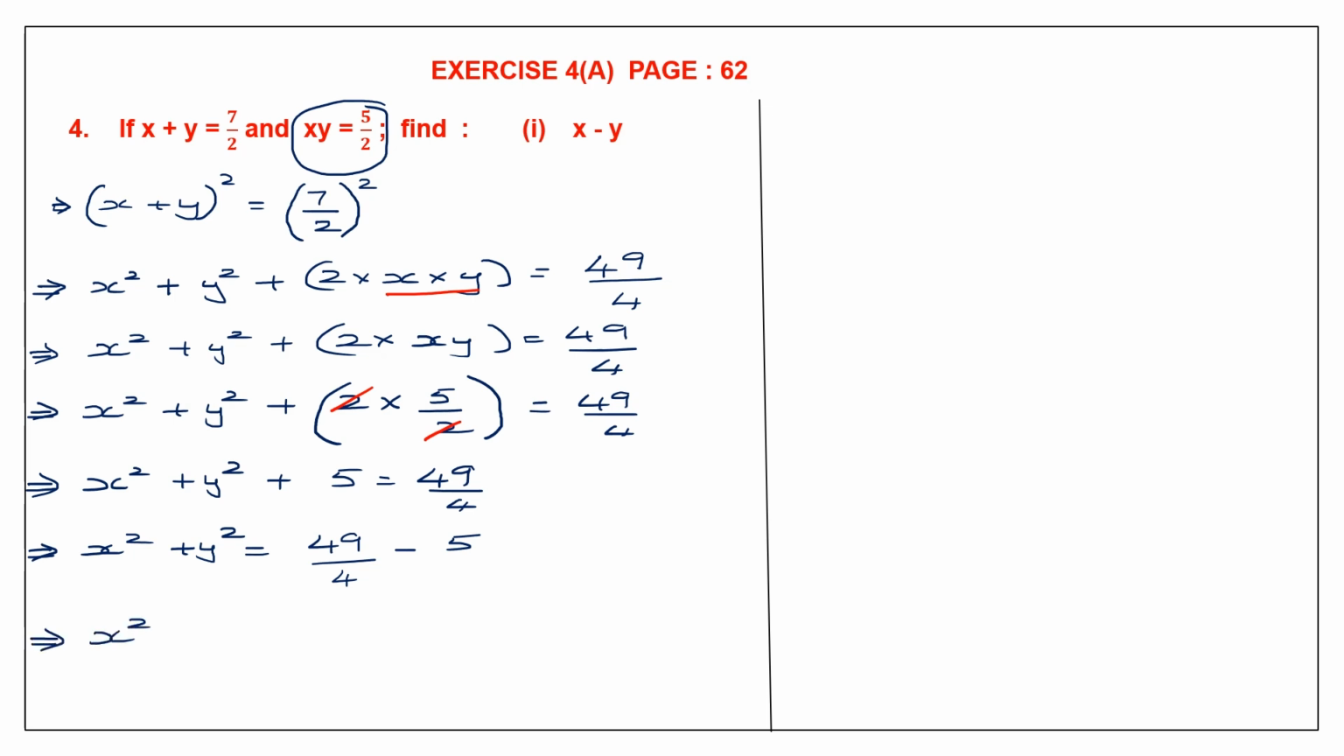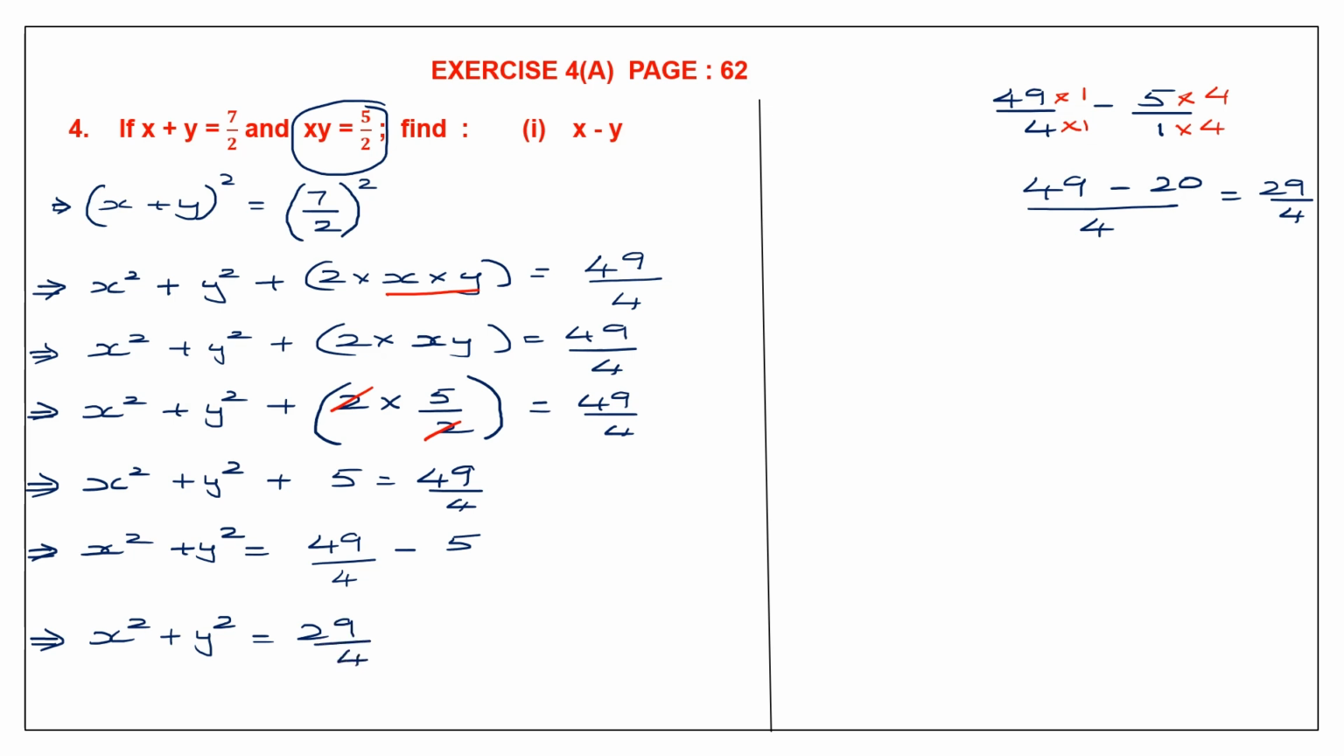So this is x square plus y square. Now let's simplify 49 by 4 minus 5. Here the denominator will be 1. It's subtraction, so this becomes 4, the denominator. So 49, because 4 ones are 4. So we multiply 49 also by 1. Now here we have to multiply by 4. So we multiply 5 also by 4. So minus 5 fours are 20. So this is 29 by 4. Let's write it here: 29 by 4. So we have found x square plus y square to be 29 by 4.